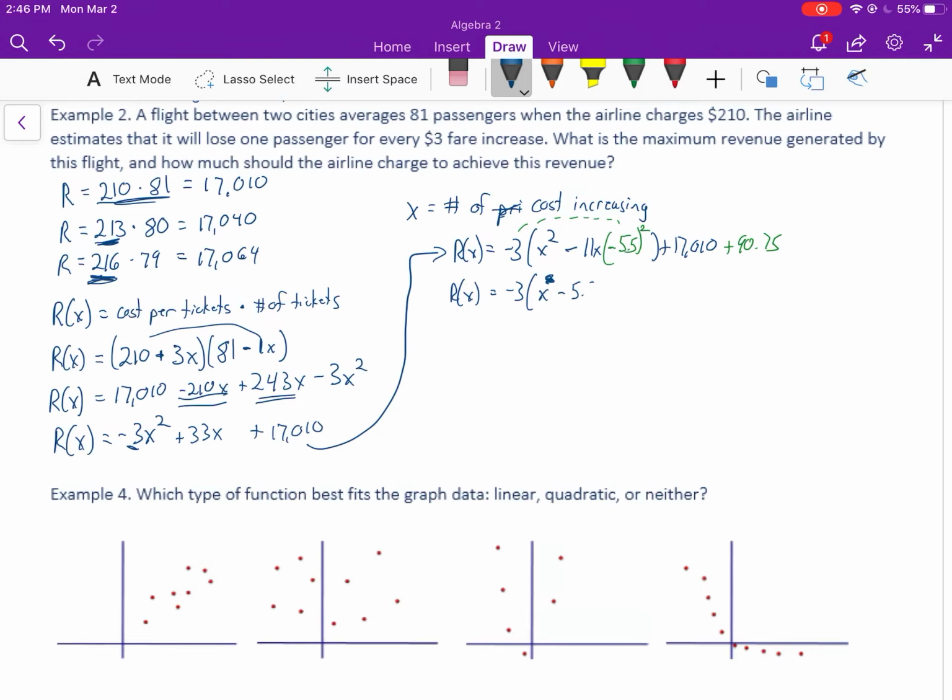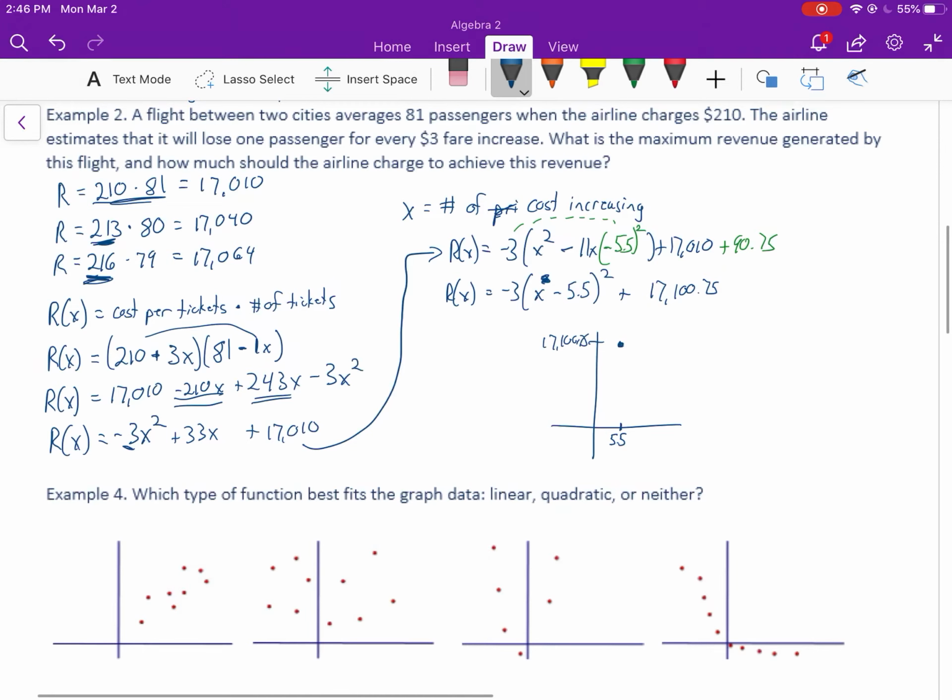And now we can finish our completing the square. This is (x - 5.5) squared. Plus, we can add these, and that gives us 17,175 and 75 cents. And so thinking about this parabola, just like last example, we don't have to be exact. We want to do 5.5 and 17,175. That's going to be a parabola. It's going to be facing down. It's going to be fairly steep, but really we're looking for maximum revenue.